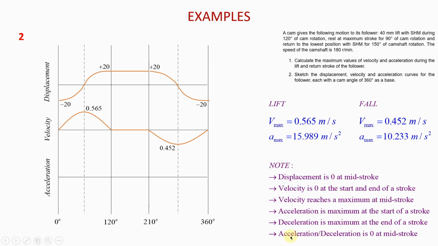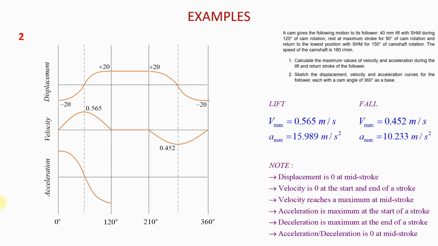And we know that the acceleration and deceleration is 0 at mid-stroke. So this curve, the mid-stroke line is here, so this curve must pass here, because at mid-stroke you must be on the 0 line for acceleration, because acceleration is 0 at mid-stroke, maximum at the beginning and maximum deceleration at the end of the stroke, but in the middle 0. Okay, so if you draw it, it's something like that.